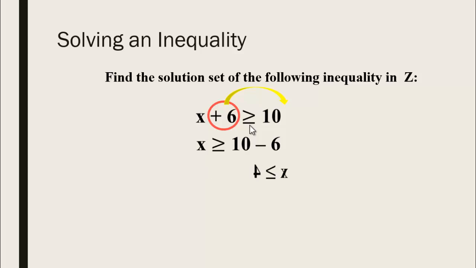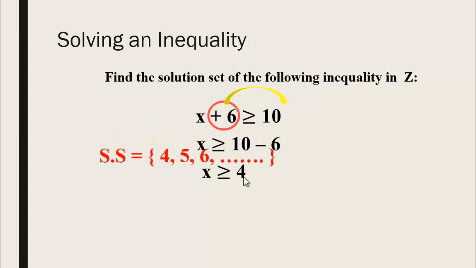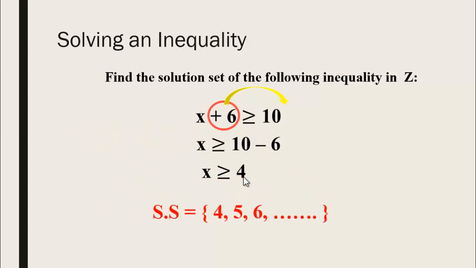Or x is greater than or equal to 4. Again, I want to find the solution set in Z. So I am going to take 4 and all other integers that are greater than 4. So my solution set will be the set 4, 5, 6, and so on.